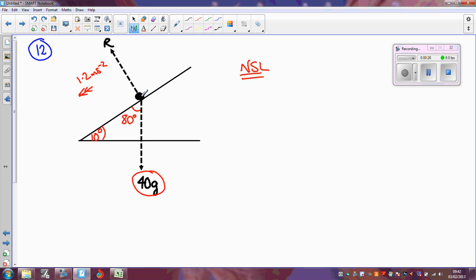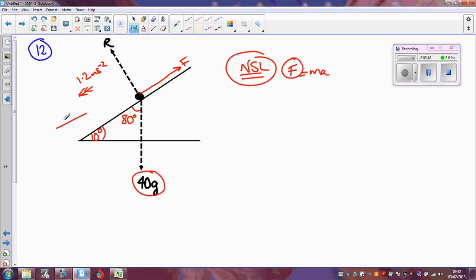Now, because the toboggan and the child are moving down the slope, the frictional force must act against that. So there's our frictional force. So Newton's second law then says that F is equal to ma. Be careful with the F though, that means the resultant force acting down the slope in the direction of the acceleration. And there are two forces tending to make it move up or down the slope.